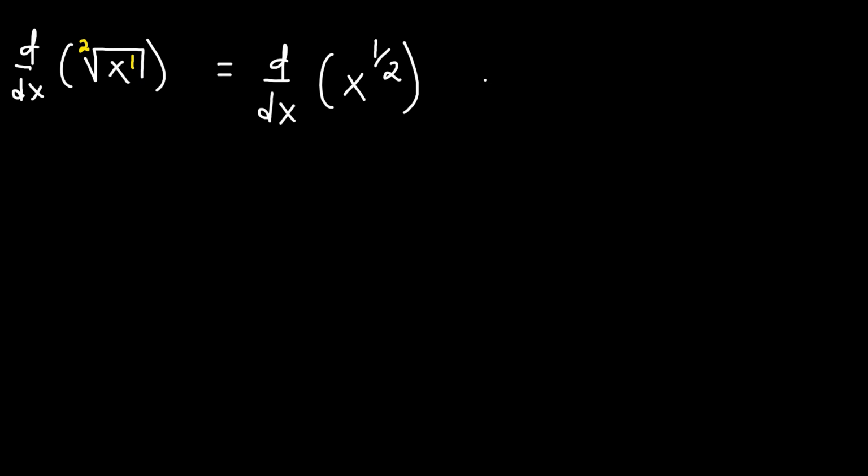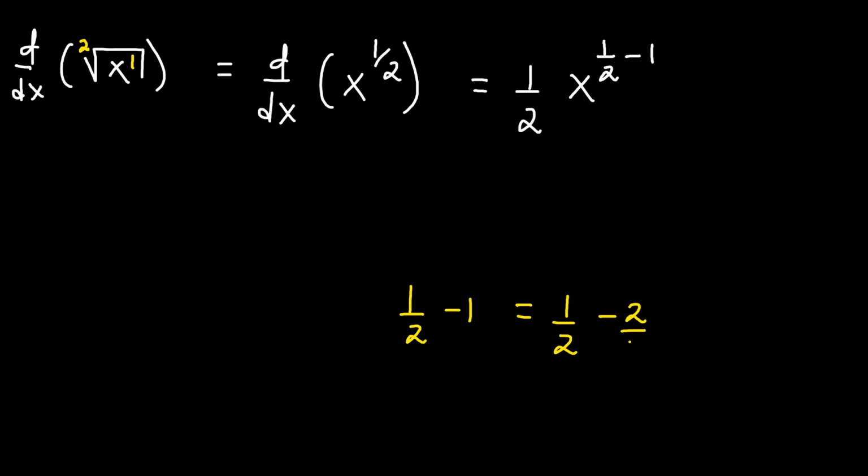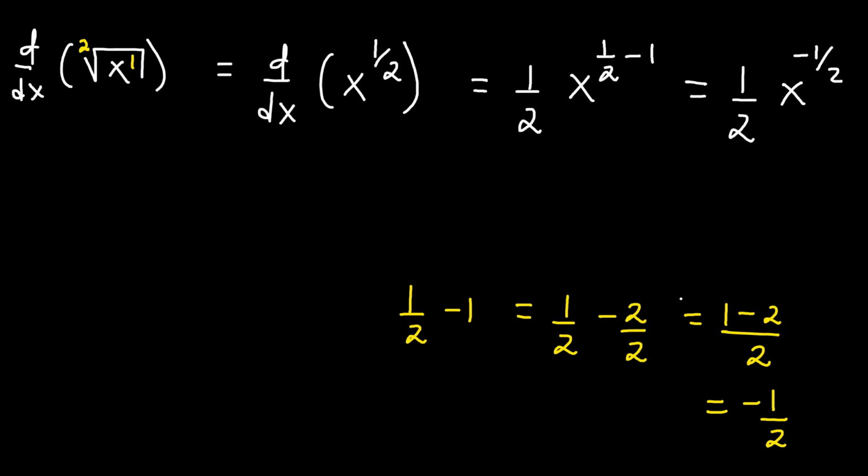And if we differentiate this, we shall have 1 divided by 2 times x to the power of 1 divided by 2 minus 1. Now 1 divided by 2 minus 1 is the same as 1 divided by 2 minus 2 divided by 2. And since we have the same denominators, we can combine the numerators. So we shall have 1 minus 2 divided by 2, which is the same as negative 1 over 2. So this will be equal to 1 divided by 2 times x to the power of negative 1 over 2.